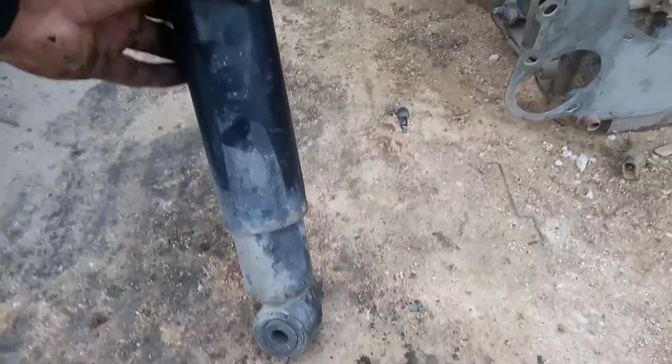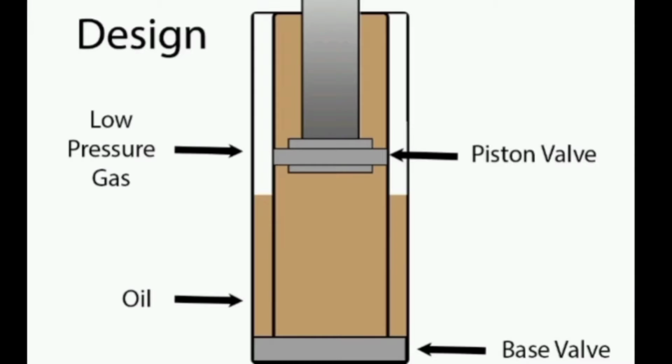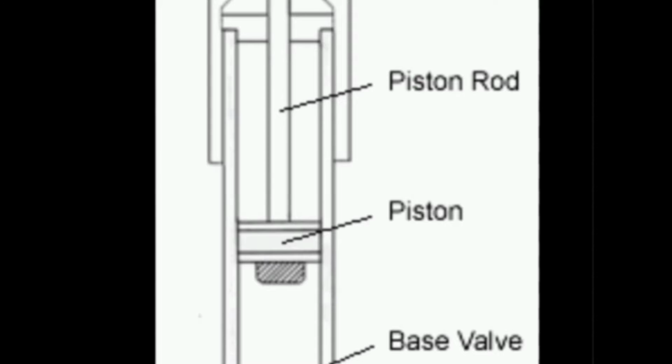The piston will move up and down. In the piston head there is one small valve also. So when the piston moves down, the oil in the lower chamber will jump to the top side of the piston. This way the shock will absorb, the fluid will absorb the shock.